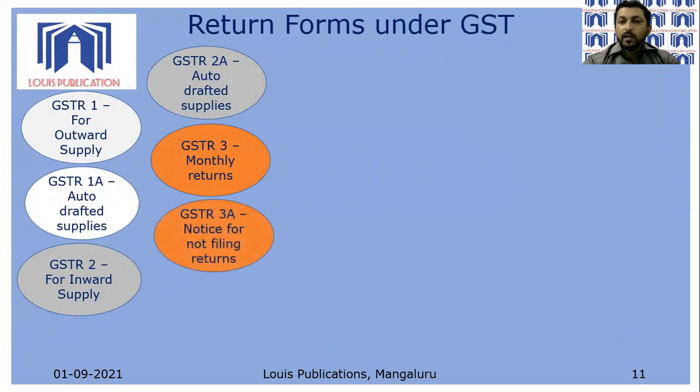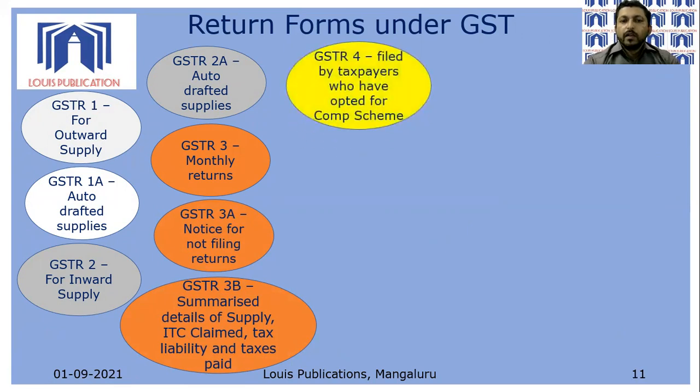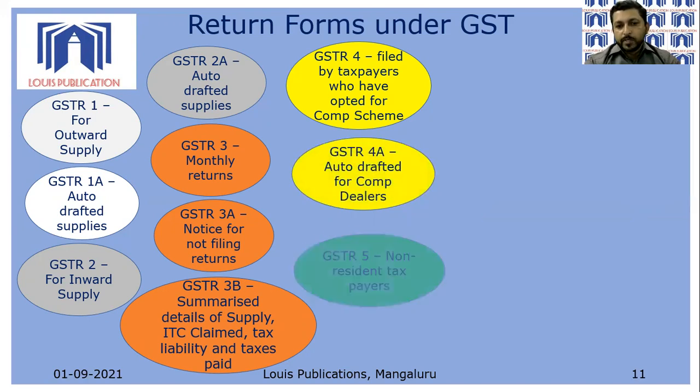Then GSTR 3A is a notice sent by the department for not filing returns. Then GSTR 3B speaks about summarized details of supply, outward supply, inward supply, your input tax credit claim, your tax liability, your taxes paid, everything. Comprehensive, complete details are given, or should be given, under GSTR 3B. Then GSTR 4 is filed by taxpayers who have opted for the composition scheme. So those who have opted for the composition scheme need not file GSTR 1 to 3B. They need to file GSTR 4. Then GSTR 4A is auto-drafted for composite dealers.